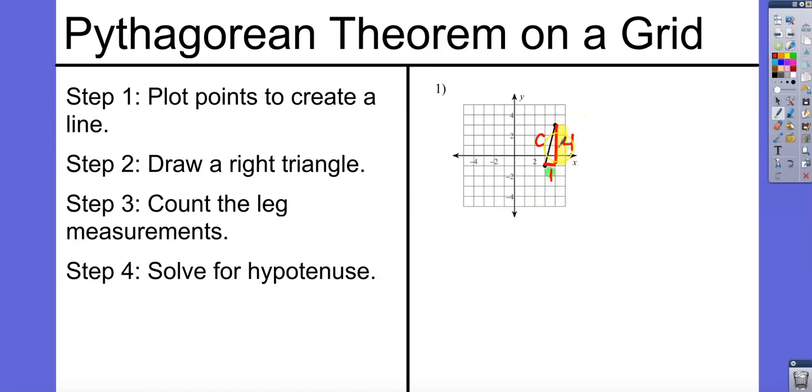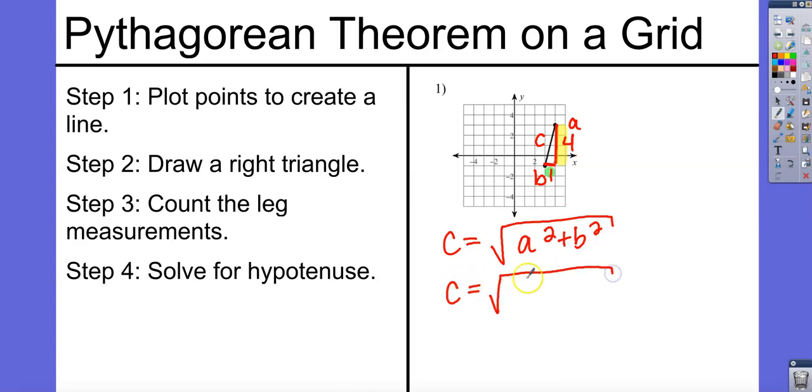So the longest side, or the biggest number, is side A, and the shorter one is side B. Then I use my hypotenuse shortcut. So C equals square root of a squared plus b squared. C equals square root. Now I'm going to put the numbers. Instead of A, I'm going to put 4. Oops, my pen froze. Plus, instead of B, I put a 1. And I'm going to type this into Desmos to solve.